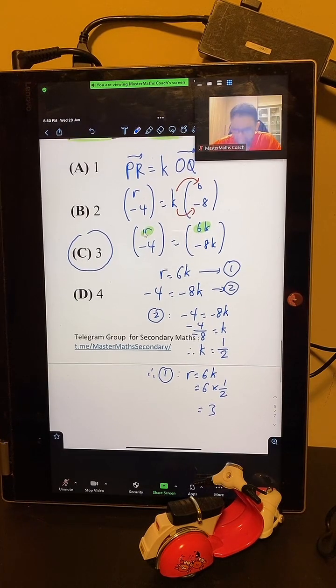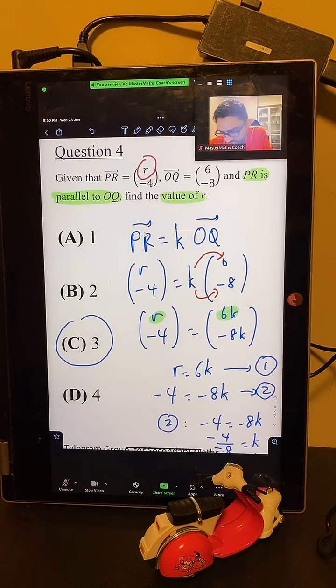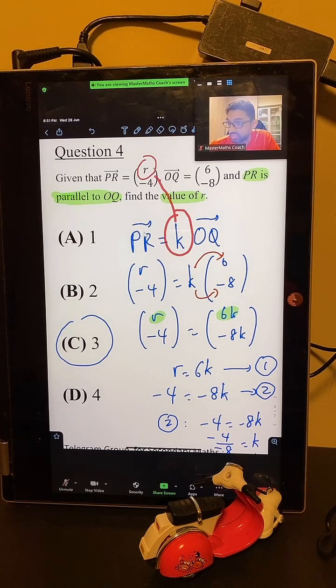So friends, again, when you see parallel vectors, okay, when they are saying PR is parallel to OQ, immediately write this down. Just ensure that this letter is not used already. Okay? That this letter is not used.